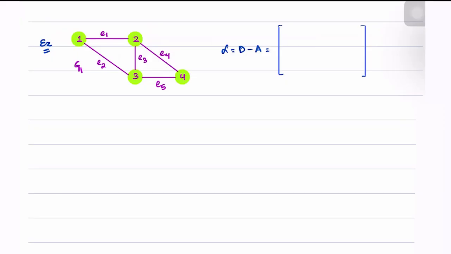So node number 1 has a degree of 2 and has edges E1 and E2. Similarly, node number 2 has a degree of 3 and is adjacent to every other node. The same holds for node number 3 as well. Node number 4 is adjacent to nodes 2 and 3. Hence, it has a degree of 2. And this is what the entries of the Laplacian would look like.